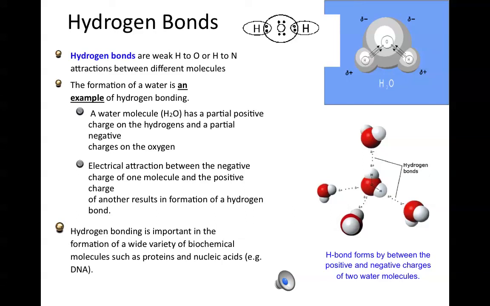These weak attractions of one molecule to another are very important in all types of interactions in biological systems. In fact, it's the hydrogen bonds that are often very important in holding molecules together just loosely enough to allow biological processes to occur.